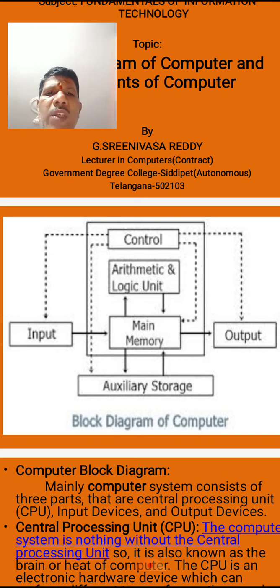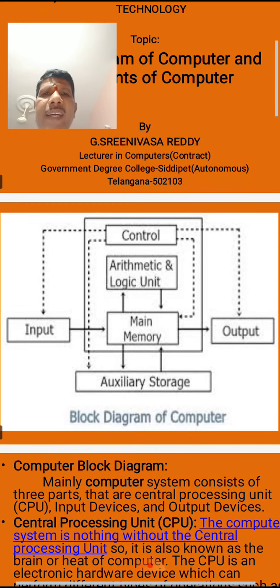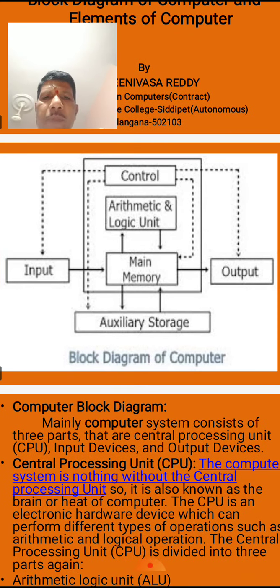Here the main memory is nothing but a primary memory, and it is the fastest access memory, but it has comparatively less storage capacity, while auxiliary storage has maximum storage capacity. All these components can be explained briefly here, about the block diagram of computer.